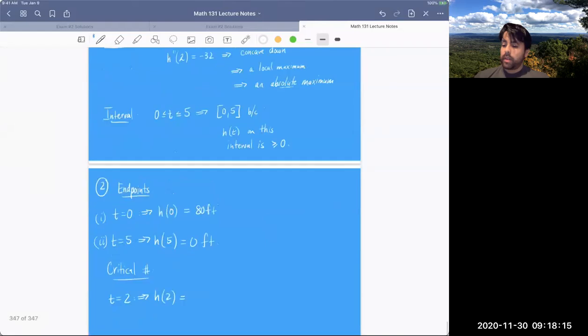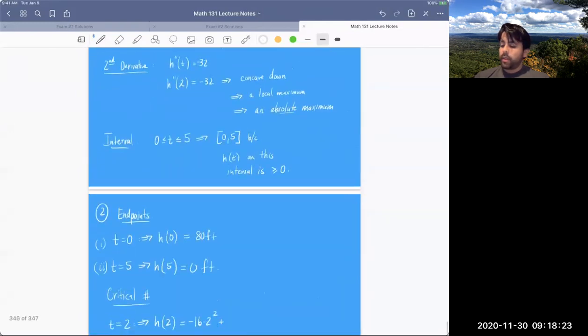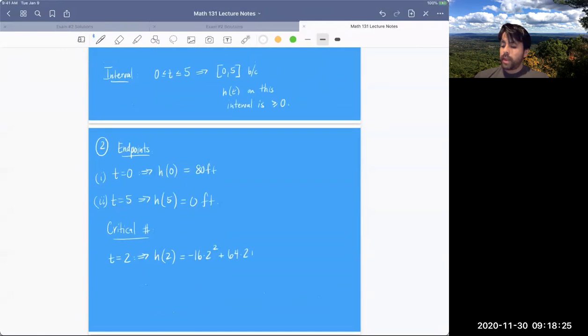I get negative 16 times 2 squared plus 64 times 2 plus 80. I get negative 16 times 4 plus 128 plus 80. I get negative 64 plus 128 plus 80. Negative 64 plus 200 and 208. And if I subtract that by 64, I get 144.